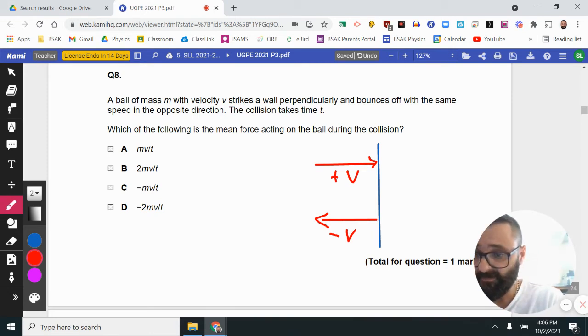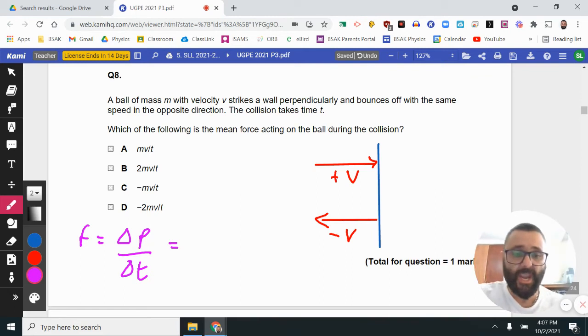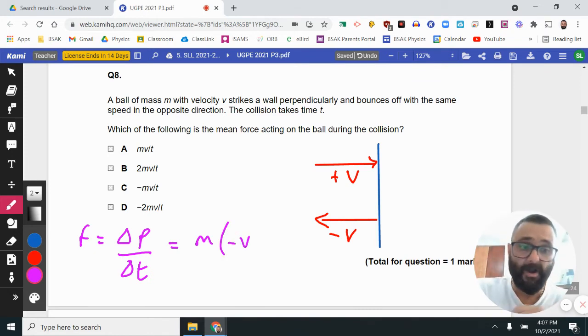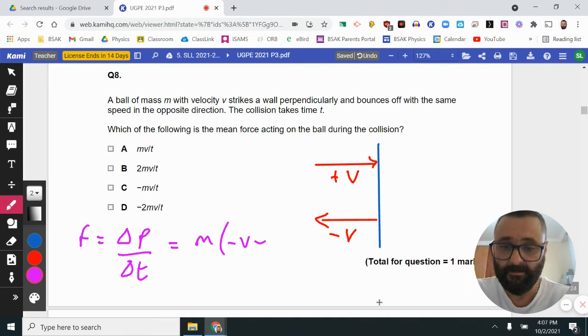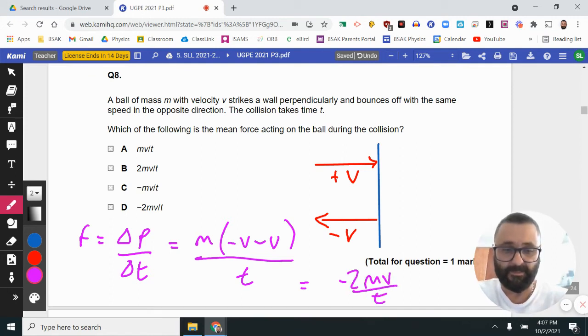Like I said previously, the force is the rate of change of momentum. Now the net change in momentum here is mass times minus v minus plus v, all over time taken. So that's coming out as minus 2mv over t.